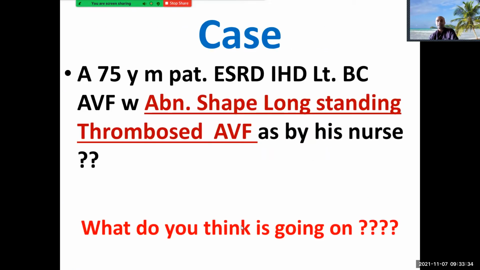With another case, a 70-year-old male patient with end-stage renal disease, left brachiocephalic fistula with abnormal shape, long-standing thrombosed fistula as noticed by his nurse.